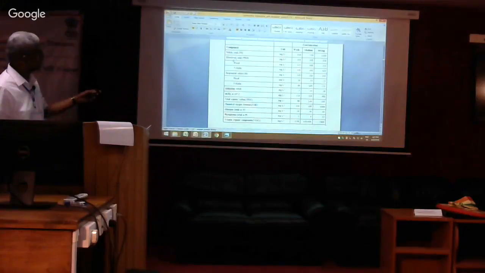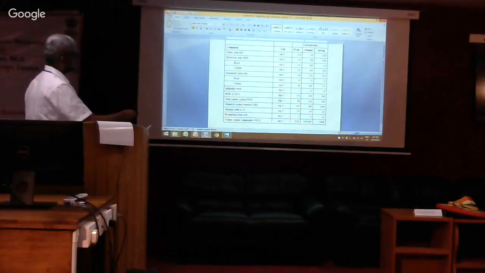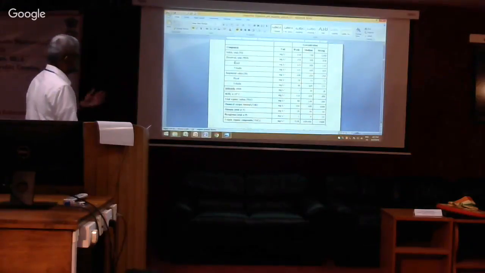Then you look at what are the fixed solids. Fixed, as you know, it means inorganic. Inorganic solids, somewhere in this range, 145 to 525. Volatile, 105 to 325. Suspended solids, 150, and so forth and so on.